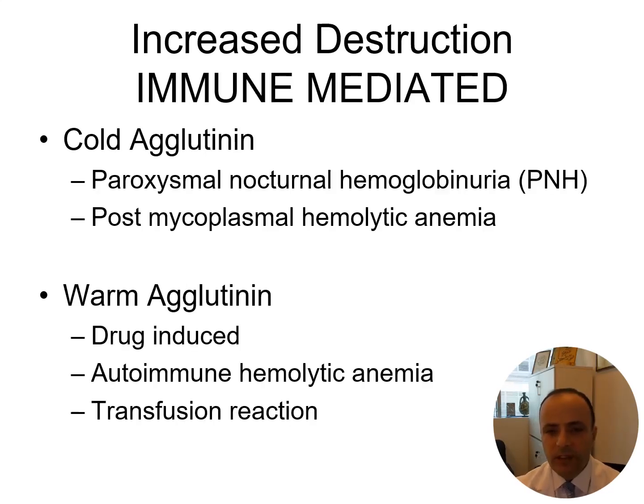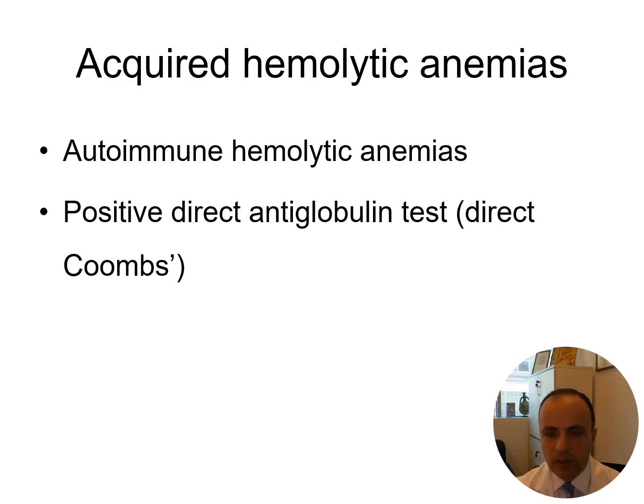So that will take care of the non-immune. The immune-mediated part, as we said, we essentially divide into cold agglutinin versus warm agglutinin. And it really depends on the antibody that's causing the hemolytic process. The antibody causing that can be an IgG or IgM. And you can easily measure for the presence of that antibody on the surface of the red cells. This is what's called the direct Coombs test.